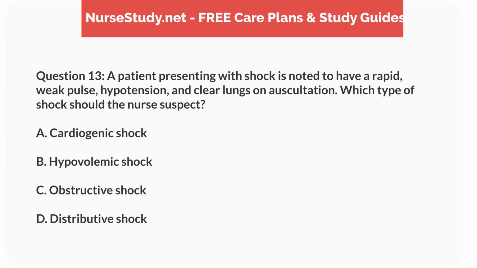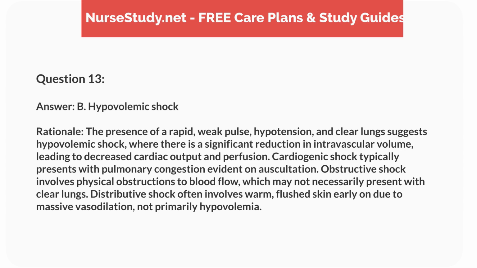Question 13. A patient presenting with shock is noted to have a rapid, weak pulse, hypotension, and clear lungs on auscultation. Which type of shock should the nurse suspect? A. Cardiogenic shock. B. Hypovolemic shock. C. Obstructive shock. D. Distributive shock. Answer: B. Hypovolemic shock.